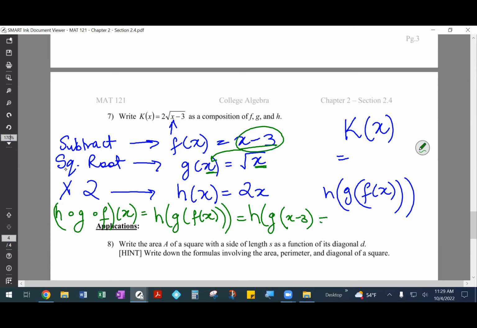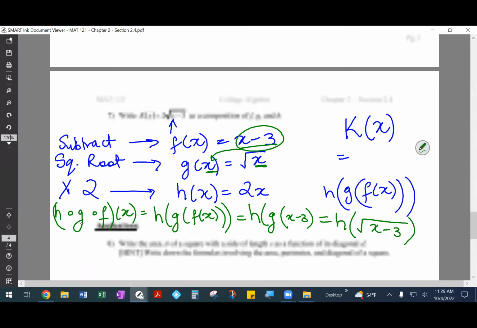So that would end up giving us, again, h on the outside. If I'm replacing my x with x minus 3 in the g function, this should come out to be square root of x minus 3, and that's kind of what our capital K function had. So far we're on the right path. Then the last part is you take this and put it inside the h function.